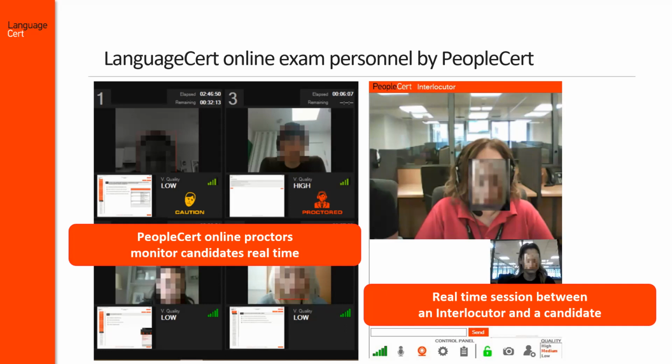The system also gives the proctor some warnings. For example, caution, this yellow head that you can see. Somebody is tilting the head and it might look suspicious. And in the right-hand side of the screen, you can see what is happening during the spoken exams. Spoken exams are also run in an online mode.